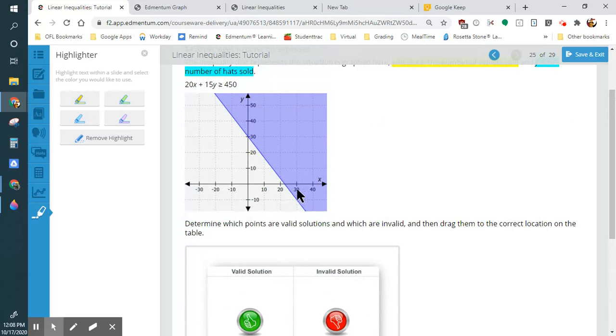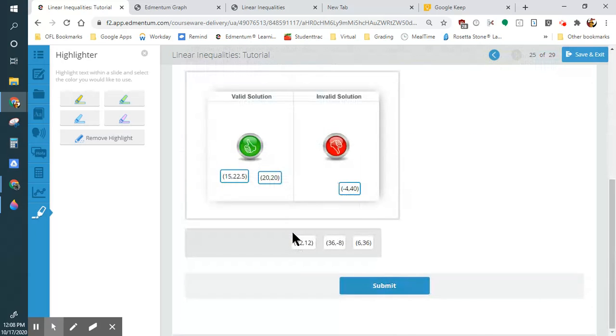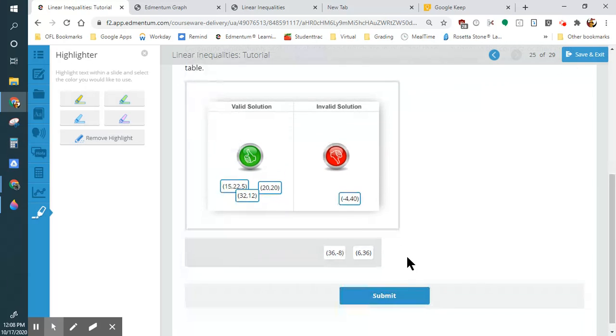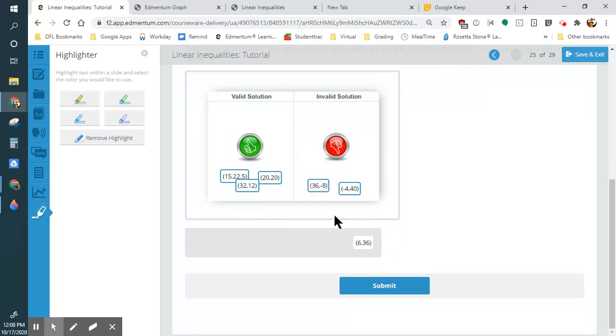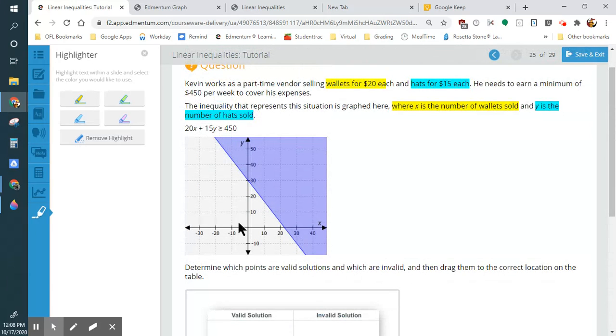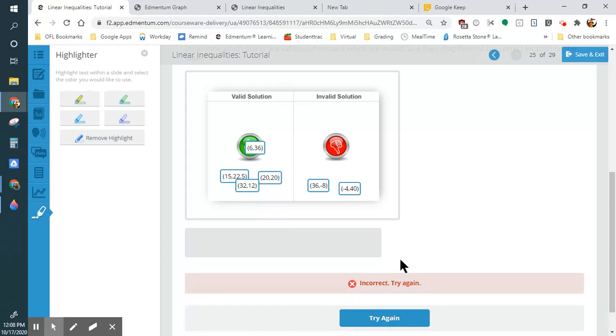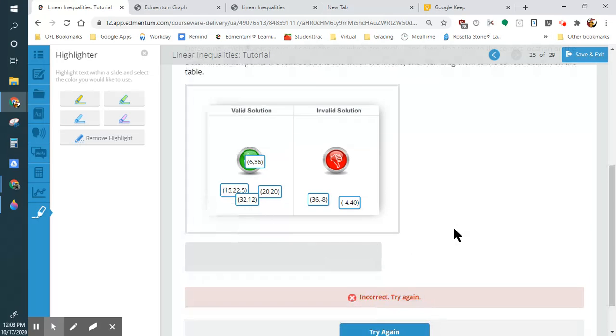32 and 12. If we're at 32, anything at 32 should work except for the invalid solution. So that's good to go. This one's invalid because you can't sell negatives. I have a feeling they're just testing us on knowing our valid and invalid, because at 6, somewhere around here, it's definitely in there. So it was literally testing our knowledge about positives and negatives. So there we go. Incorrect.